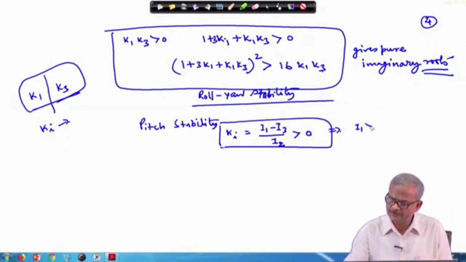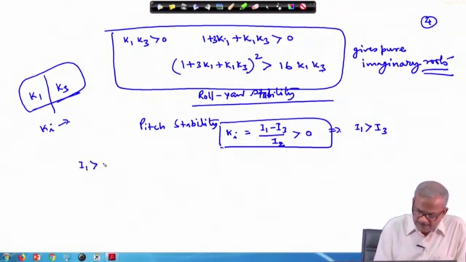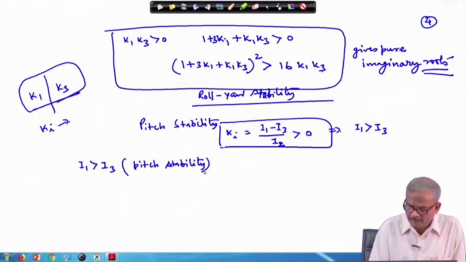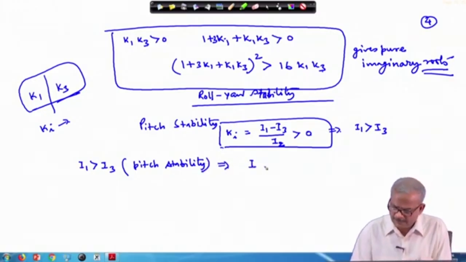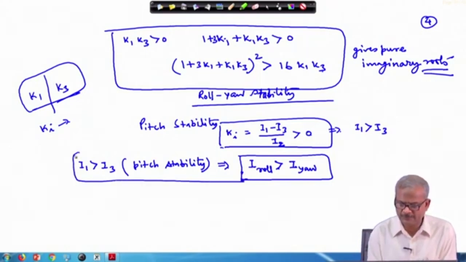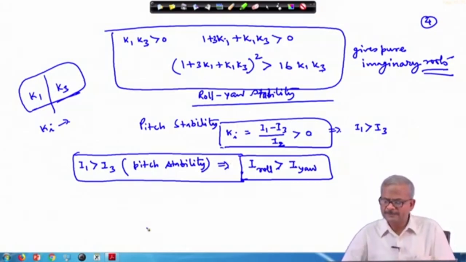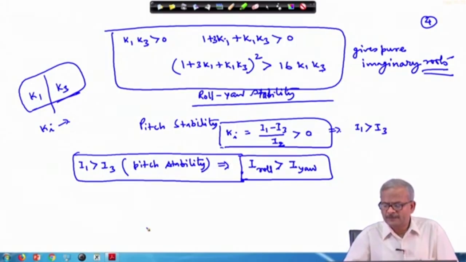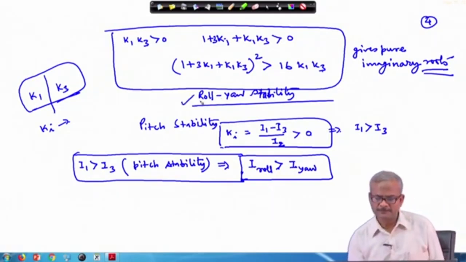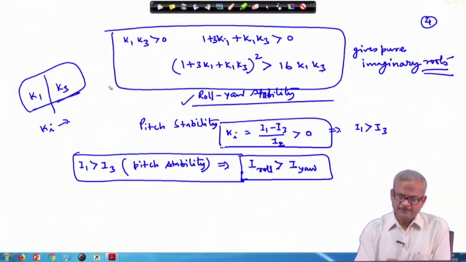And this tells us that I1 should be greater than I3, so I1 greater than I3 for pitch stability. And this implies that the moment of inertia along the roll axis should be greater than the moment of inertia along the yaw axis. So, for the pitch stability, this is your requirement. In the same way, we can discuss the stability for the roll and the yaw. So, next we take the stability for roll and yaw.